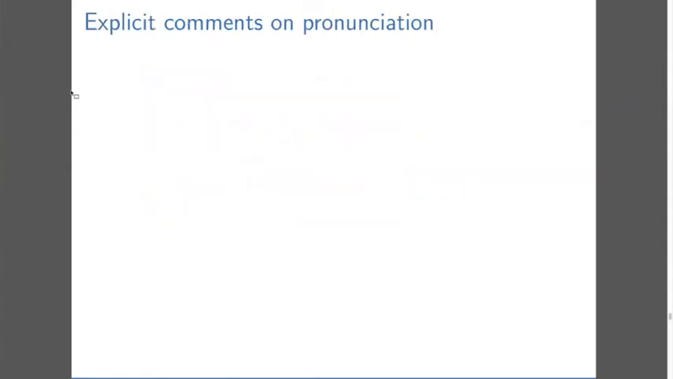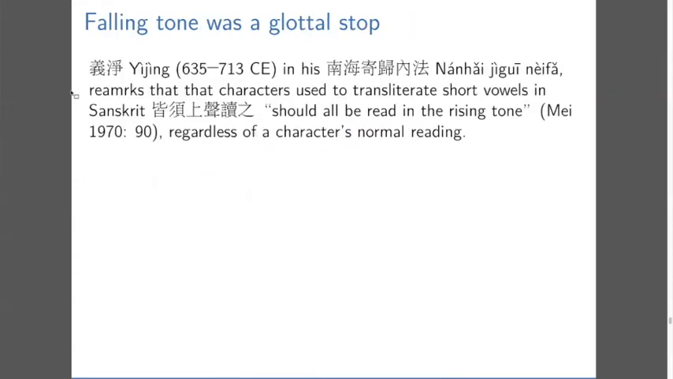Okay, now explicit comments on pronunciation. I don't want to go into this in too much detail, but you have comments like this one, where in the 7th century, someone says how to pronounce transliterations from Sanskrit into Chinese. He says that those characters used to transliterate short vowels in Sanskrit should all be read in the rising tone. So this is something that Mei Tzu-lin points to as evidence that there was a glottal stop final in the rising tone, which would correlate with short vowels.